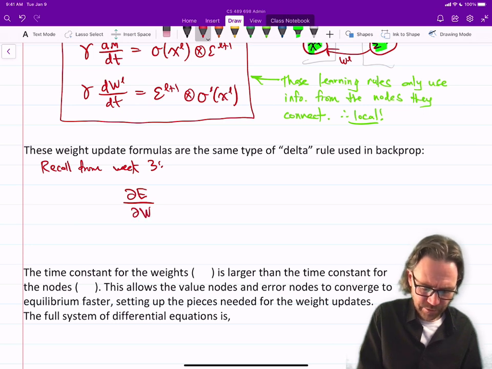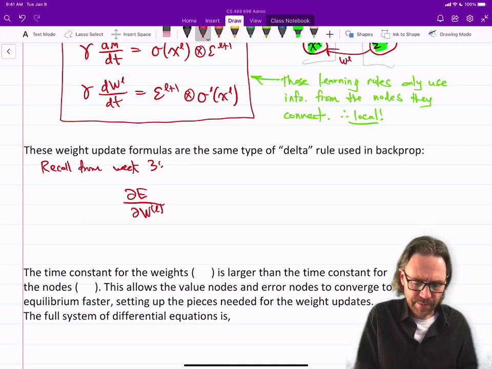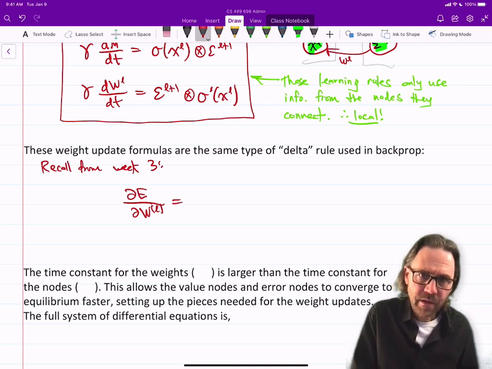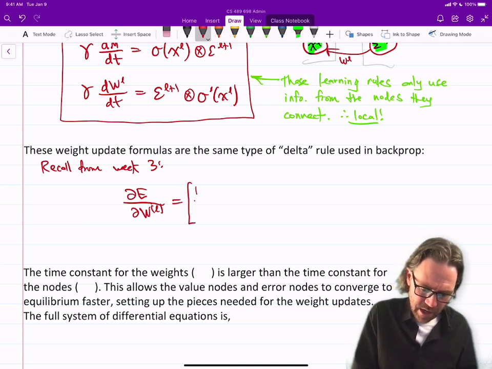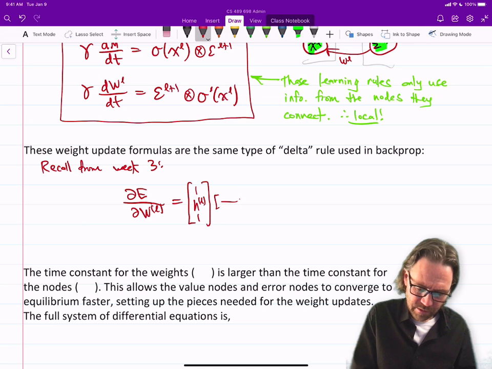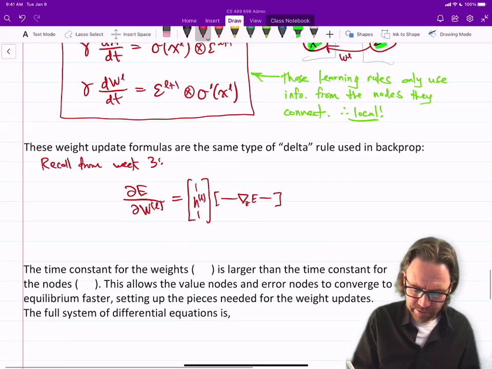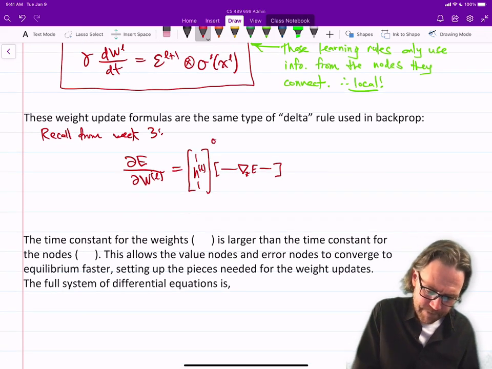Well, this is actually a gradient, but it's the same idea as the learning rule. I had this HL column vector times this gradient thing here, which is a row. So this was an outer product, just like we have up above.